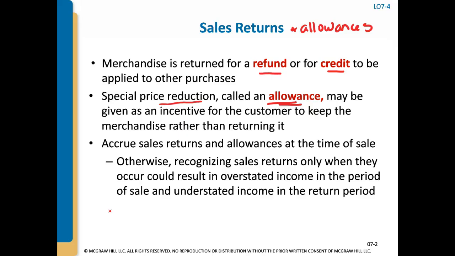And a sales return is when the customer actually sends back the merchandise to us and we put it back in our inventory. So I guess the difference is that with an allowance, it's not put back into the inventory. But we're going to be focusing on sales returns, when a customer returns the product and wants a refund or their cash, and then we have to put that merchandise back into our inventory.